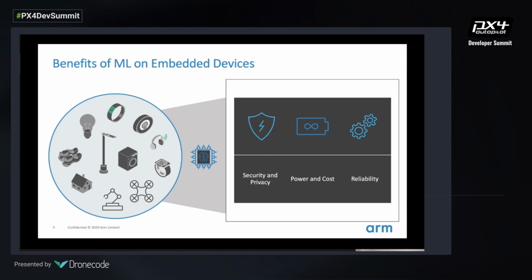Moving and fetching data is very expensive, and if you're sending data outside of your device, that cost increases massively. Therefore, the closer you do the processing to the data itself, to where the data is captured, the more efficient and cost-effective it is. The last point is actually reliability.